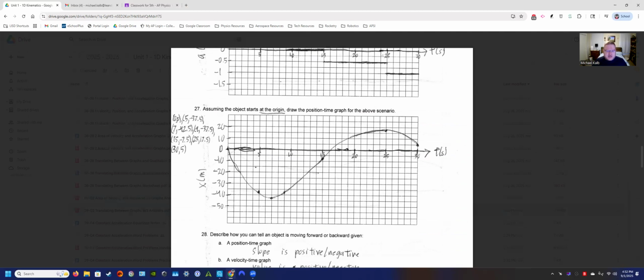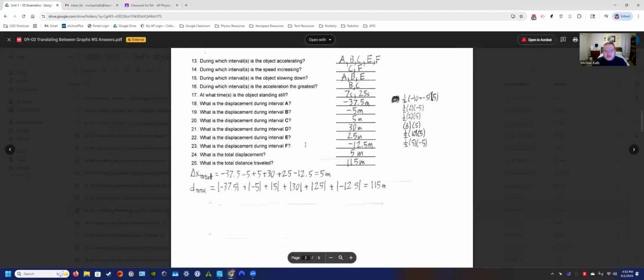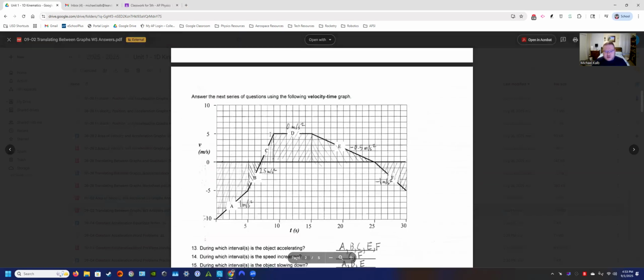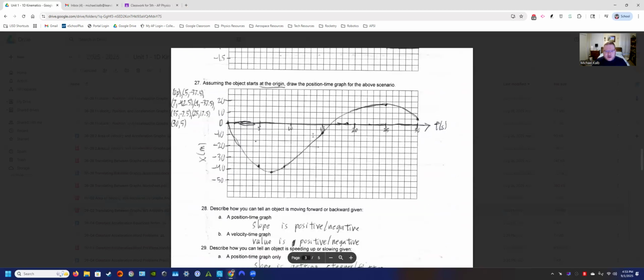I scaled this out, and the first thing I did was plot my points from that. 0, 0; 5, negative 37.5; 7, negative 42.5; 9, negative 37.5; 15, negative 7.5; 25, 17.5; and 30, 5. And then I figured out how I would connect them. When the velocity is constant, so from 9 to 15 seconds, that should be linear. So I connected these 2 points with a straight line.